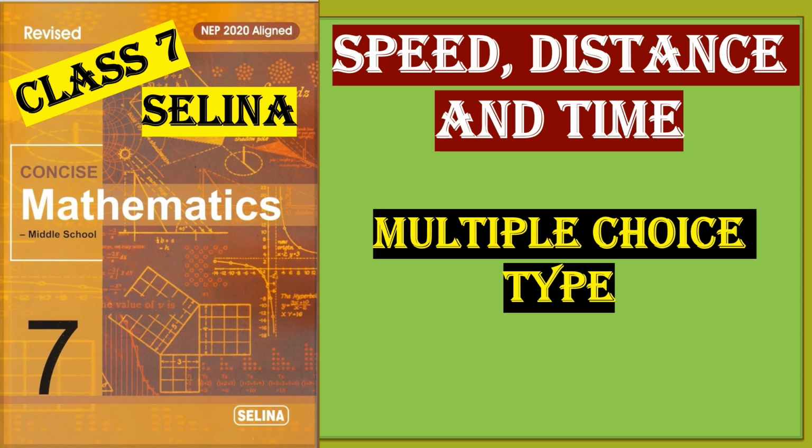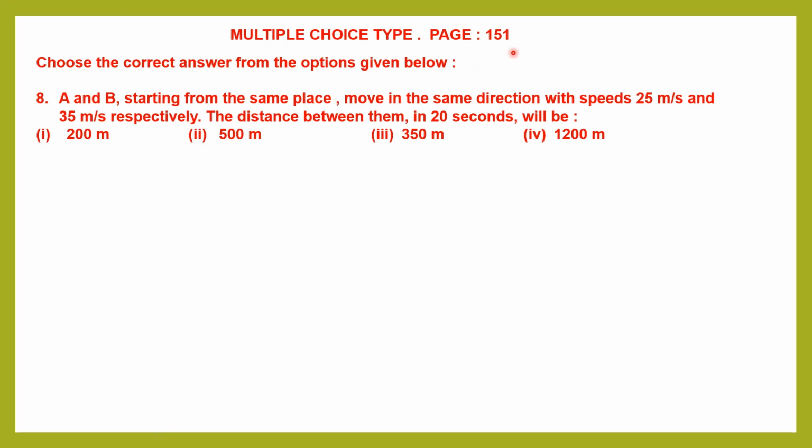Let's do speed, distance and time, the multiple choice type. Page number 151. Choose the correct answer from the options given below. Question 8. A and B, starting from the same place, move in the same direction with speeds 25 meters per second and 35 meters per second respectively. The distance between them in 20 seconds will be one of these answers.